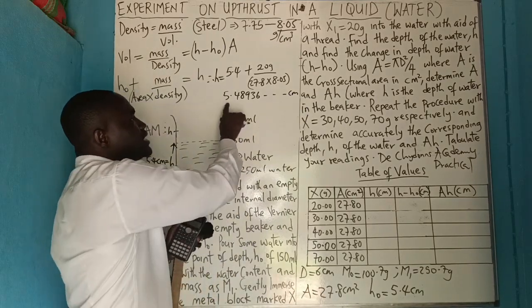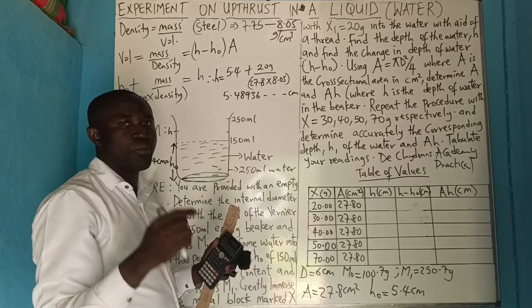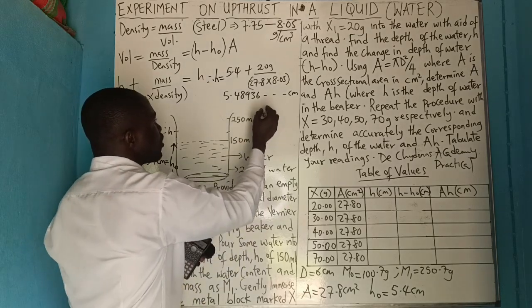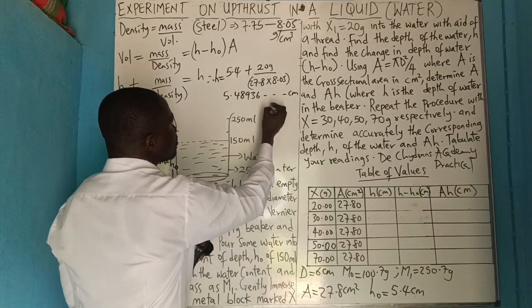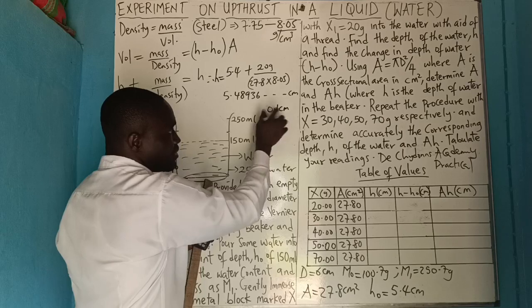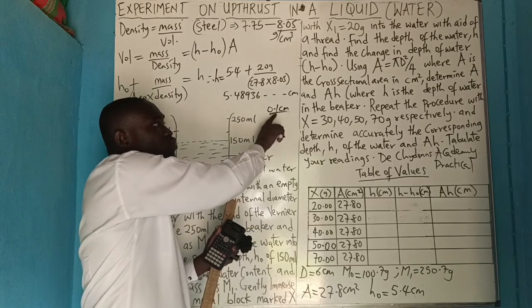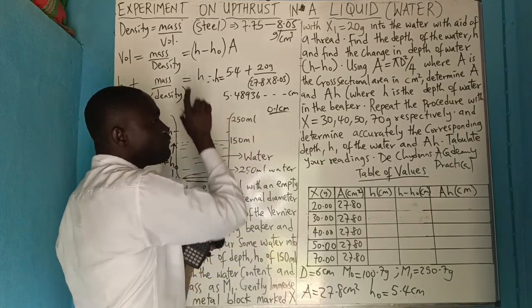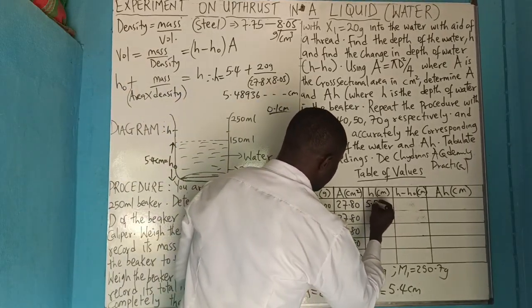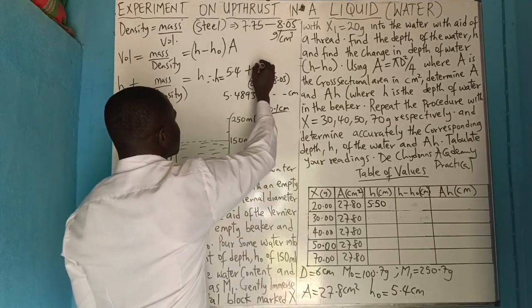Now, because you can't get this with your meter rule. Reading accuracy of the meter rule is 0.1 cm. That means what you can get is 0.1 cm. That is the reading accuracy of the meter rule. Now that means what you have here, you have to approximate to one decimal place. That will be giving you 5.5 approximately. You write it here, 5.50.